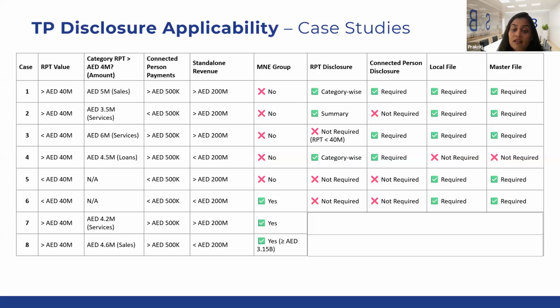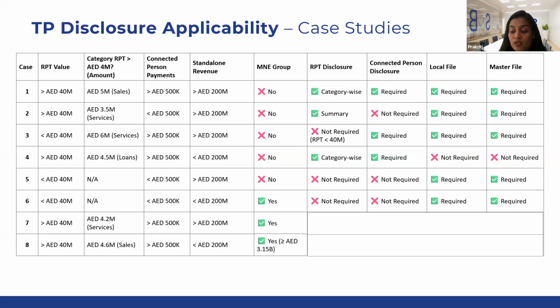So it's again important to understand each of the requirements: RPT disclosure, connected person disclosure, local file, master file. All the requirements have separate threshold limits, and each company needs to evaluate the applicability for their taxable period separately and be very much aware of what is applicable to them or not. And having said that, this is an annual compliance. So for the very first year, you may be filling the RPT disclosure, but it may happen that the overall transaction and aggregate level reduces in the very next year. Then you may not be required to fill the transfer pricing schedule. So every year, this is required to be evaluated in detail.